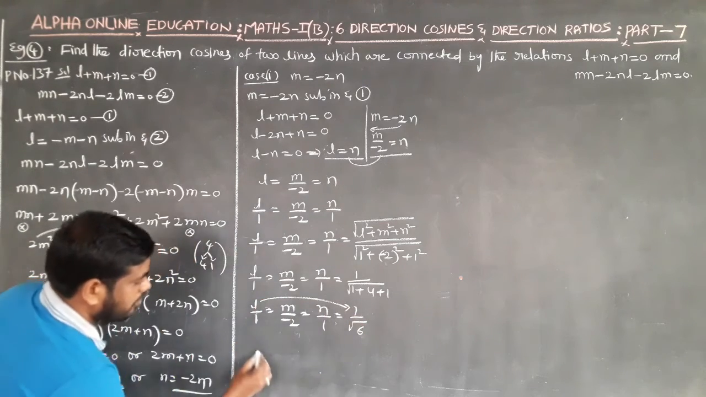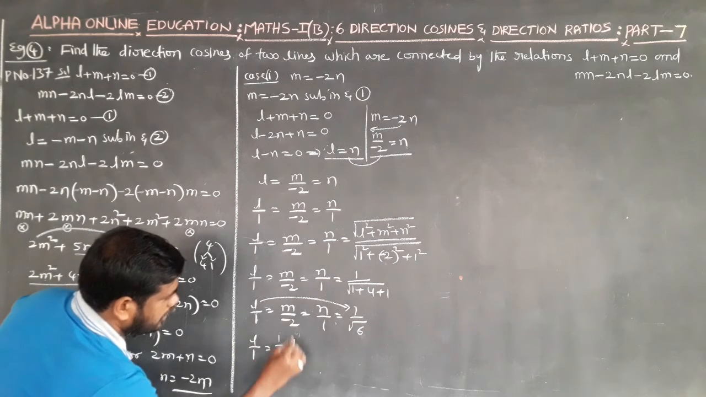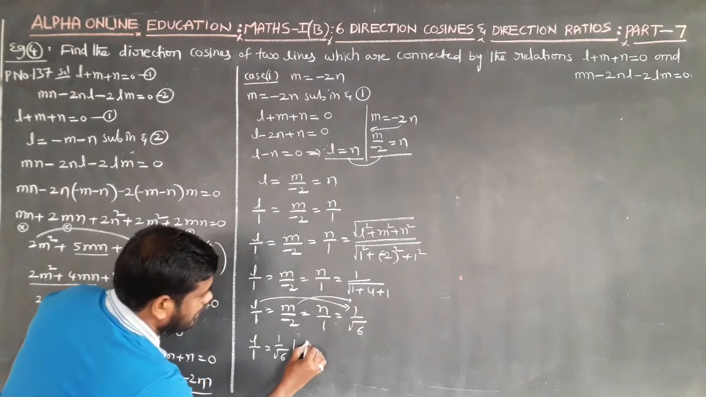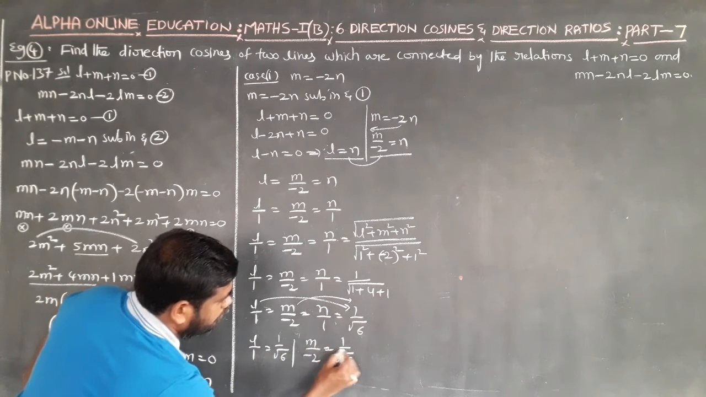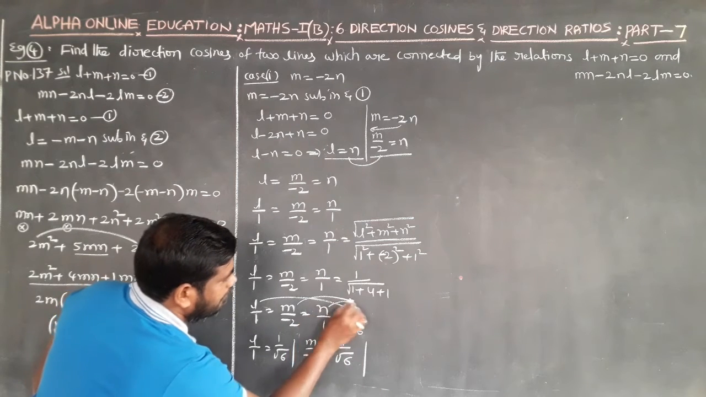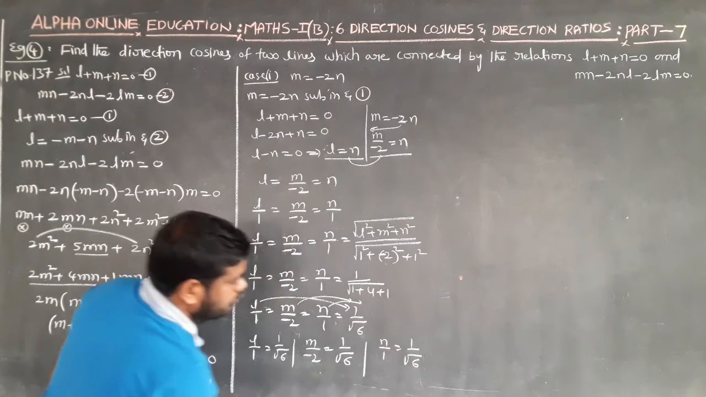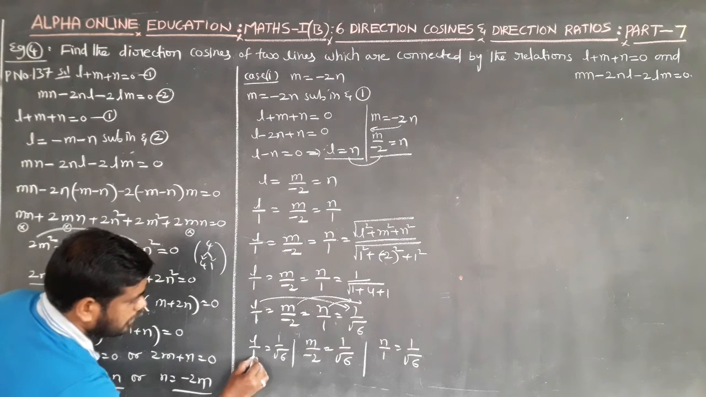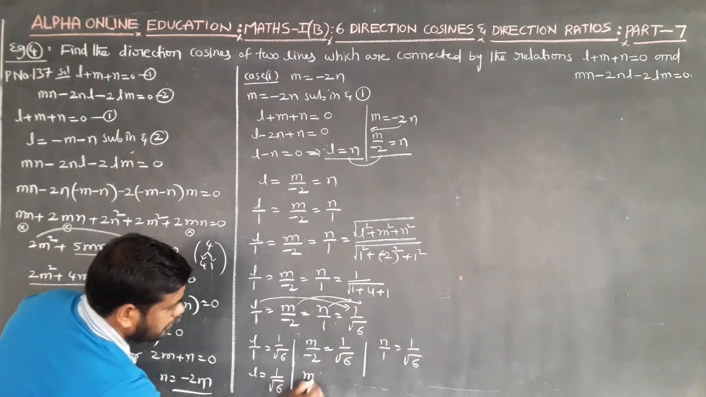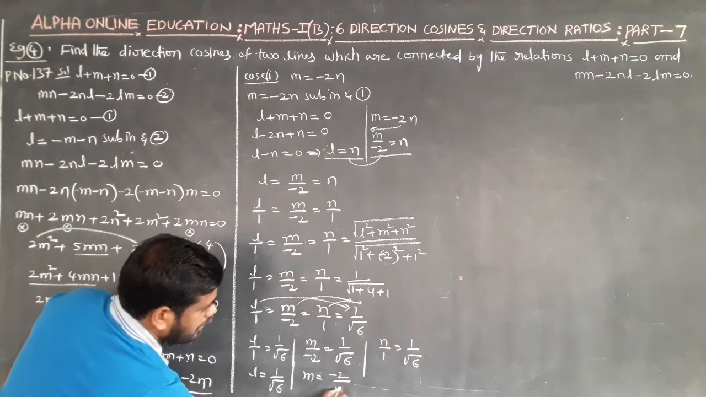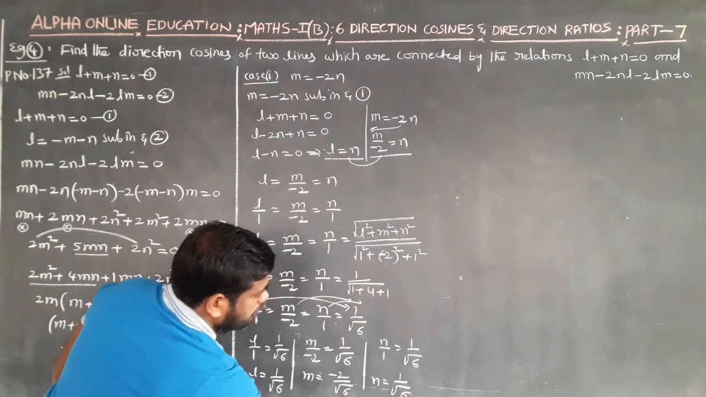Equating first and last, L by 1 is equal to 1 by root 6. Equating second and last, m by minus 2 is equal to 1 by root 6. Equating third and last, n by 1 is equal to 1 by root 6. So L is equal to 1 by root 6, m is equal to minus 2 by root 6, n is equal to 1 by root 6.